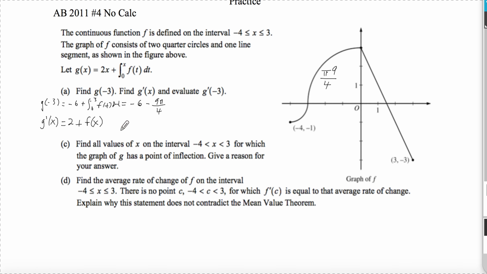There we go. So we want to use it to find g prime of -3. G prime of -3 then is going to be 2 plus whatever f of -3 is. F of -3, that's going to be a point on this graph, right? Here's f, so f of -3 is 0. So that's 2 plus 0, which is 2. Okay. This was 3 points. 1 point for getting the value of g of -3, 1 point for taking the derivative correctly, and then 1 point for evaluating the derivative at -3 correctly.